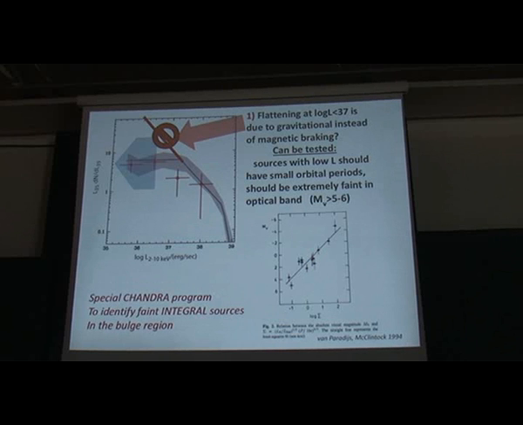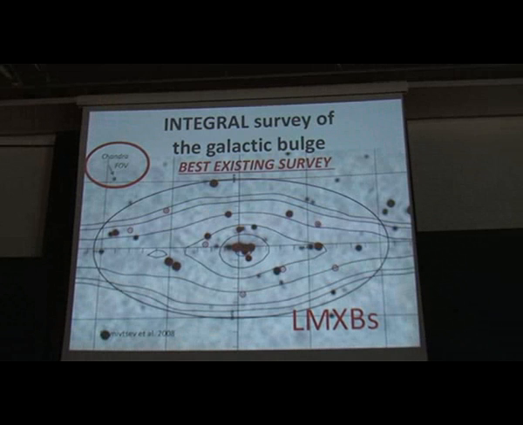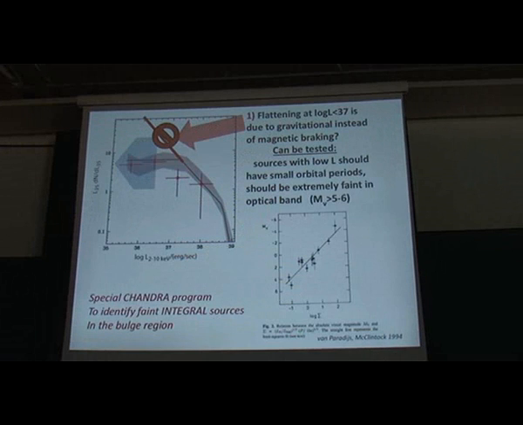And we selected sources from the Galactic Bulge Survey. Here all low mass X-ray binaries or suspected low mass X-ray binaries are marked with this red circle, and we have a special Chandra program to identify these objects, and we have accurate astrometric positions. Afterwards we will try to initiate very deep observation of the galactic bulge region in optics and hopefully in infrared.